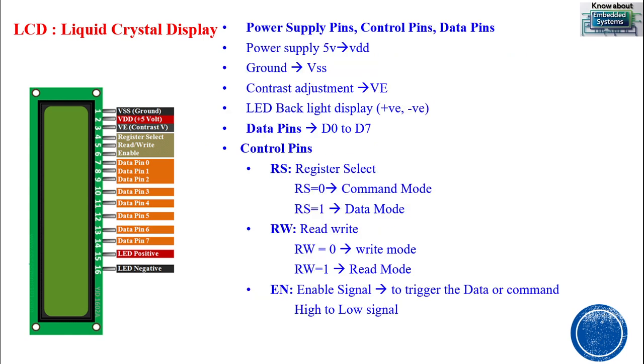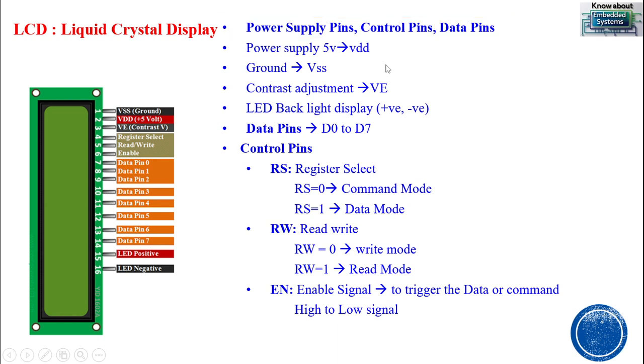The next point here is, what are the different pin configurations? I told you that LCD is a 16-pin electronic device. We will understand what the different pins are and how we can configure them. As I told already, there are 3 sets of pins. The first set is called power supply pins, the second set is called control pins, and the third set is called data pins. Like this, LCD pins are classified into 3 categories: power supply, control, and data pins.